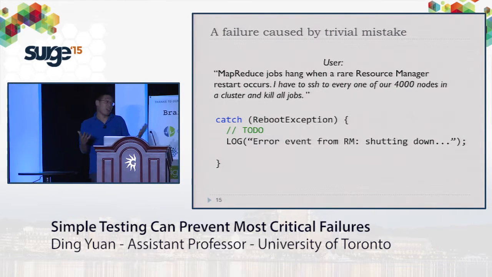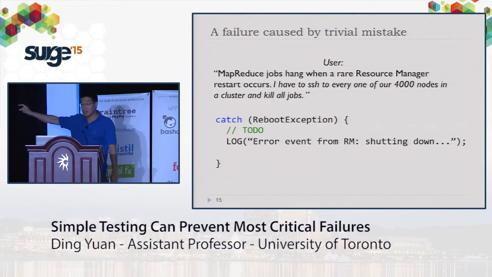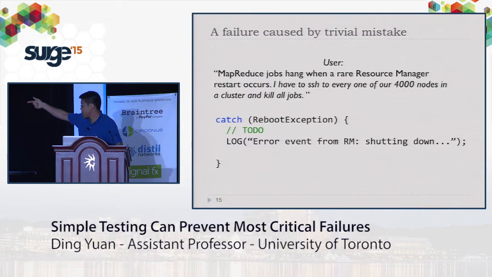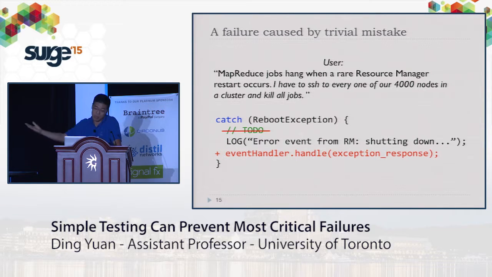Okay? After developers diagnosed the failure, the root cause is just this simple code snippet. All right? So the error simply is not handled, there's a log being printed, and there's a to-do comment. So the proper fix is just to add error handling to this block and remove that to-do comment.